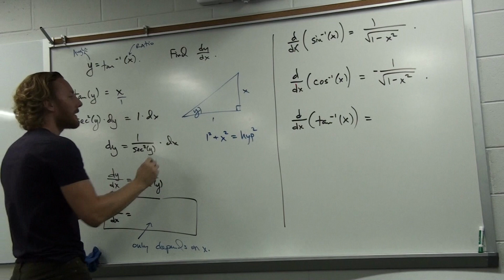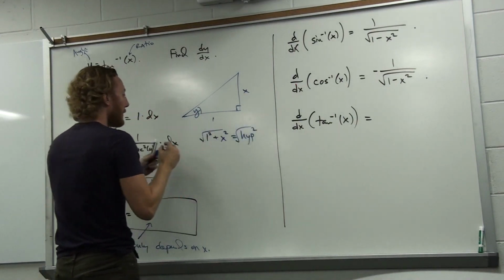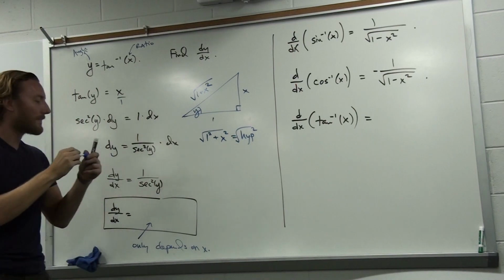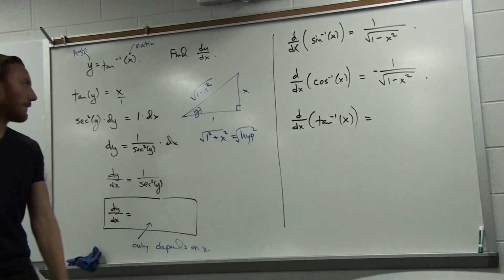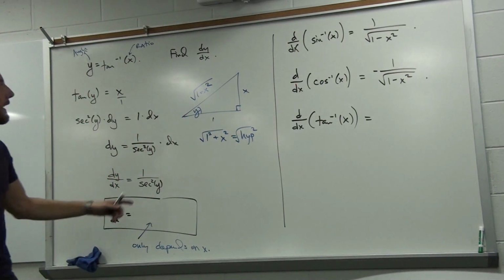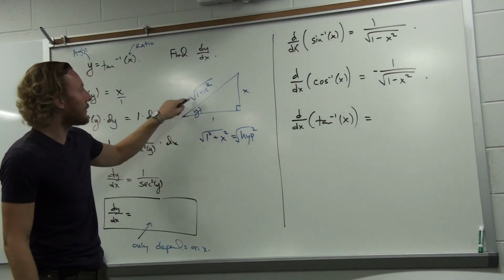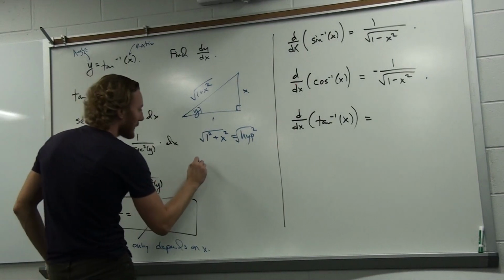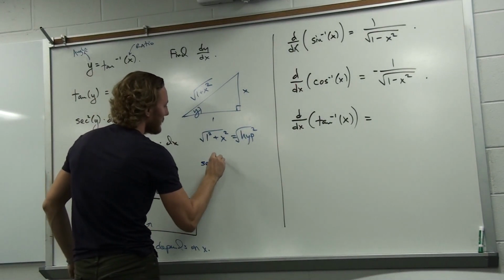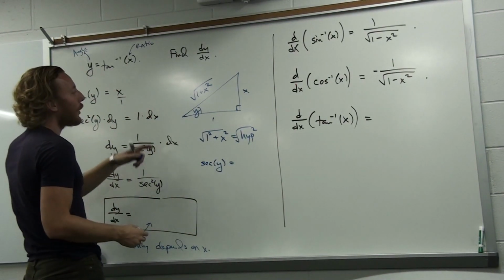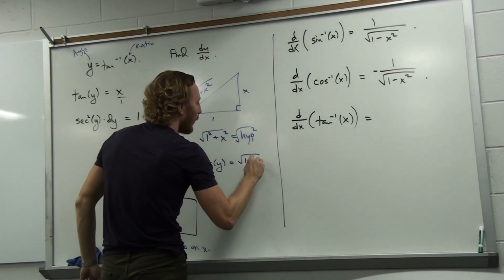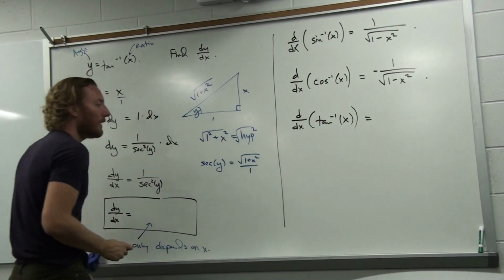We want to know the hypotenuse, so let's take the square root of both sides. The square root is 1 plus x squared. I've simplified 1 squared as 1 because we know that 1 times 1 is just itself. But the hypotenuse is just square root of 1 plus x squared. No sweat. Now, this allows us to find the secant. The secant, as it always is, is hypotenuse over adjacent. This is square root of 1 plus x squared over 1.